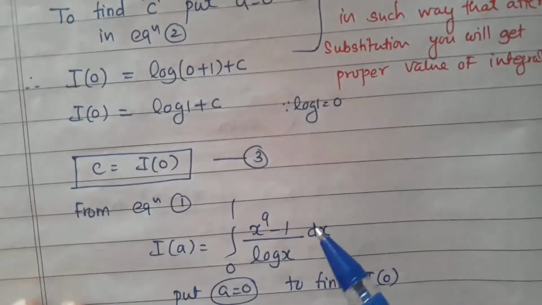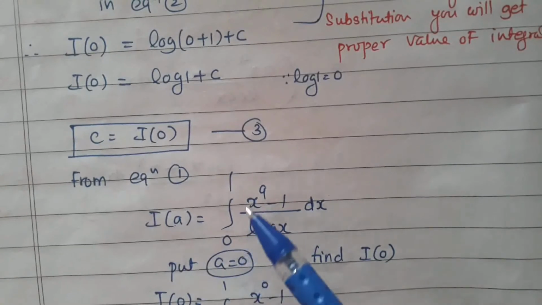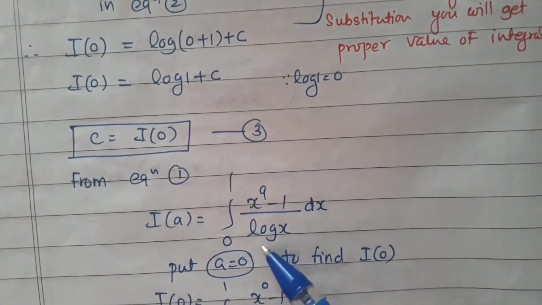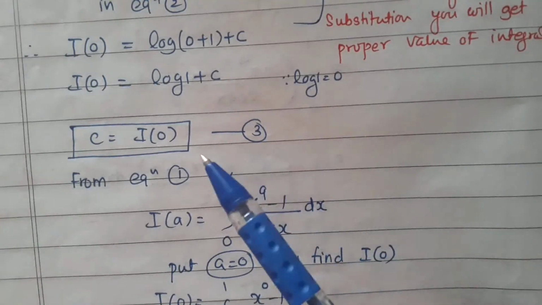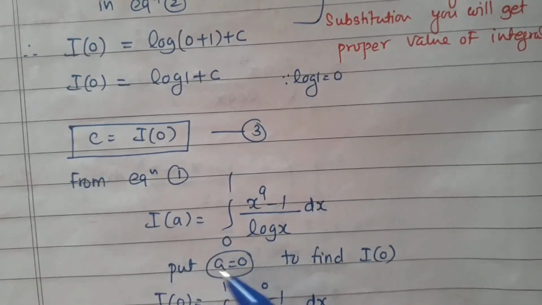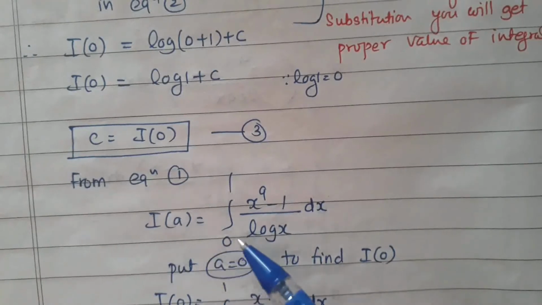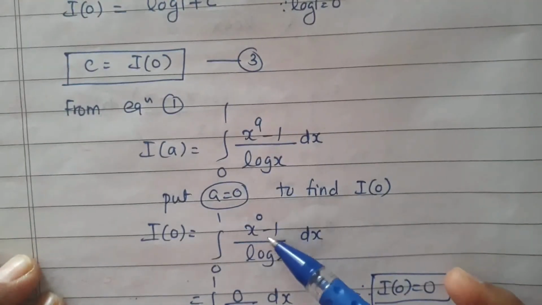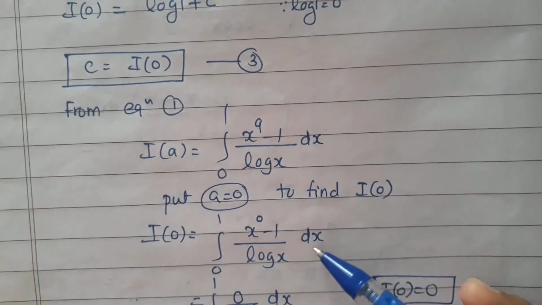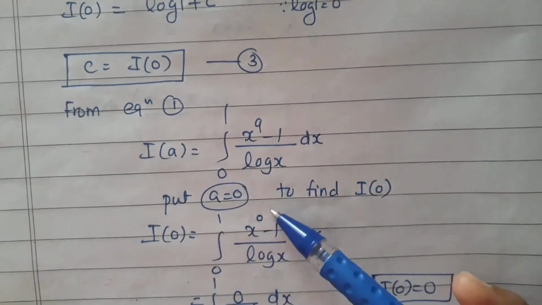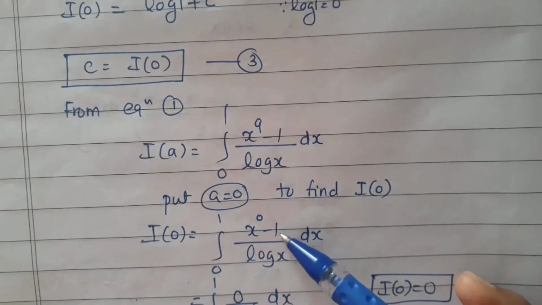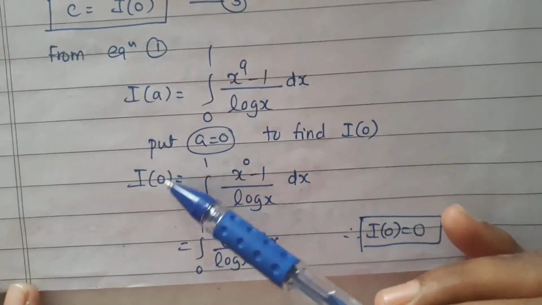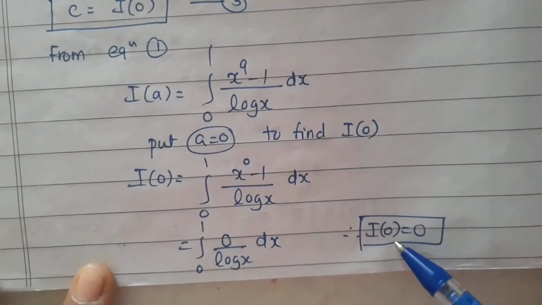From equation number 1, we know that I of a is equal to the integral 0 to 1 x raised to a minus 1 upon log x dx. So place the value of a equals 0. I of 0 is equal to the integral 0 to 1 x raised to 0 minus 1 upon log x dx. x raised to 0 is 1. 1 minus 1 becomes 0. So RHS becomes 0. Therefore the value of I of 0 is equal to 0.